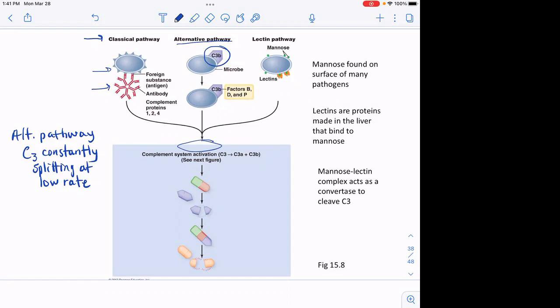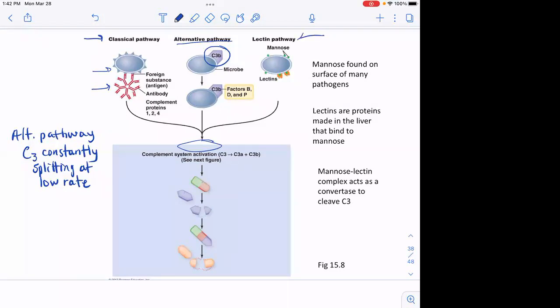If that C3 is, like I said, constantly being split at a low level, if there's no pathogen nearby, then it just degrades. Okay, but if there happens to be a pathogen, that's why we say it's activated by a pathogen, if it happens to be there.